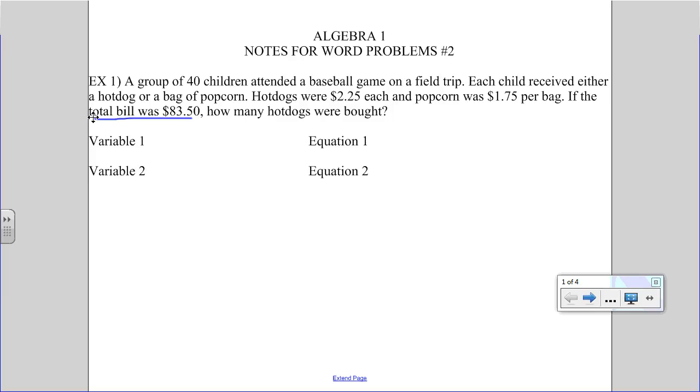So they're asking me to find hot dogs. I can see that from the very last sentence. So H would equal, am I looking for the cost of hot dogs, meaning it's okay to have a decimal, or am I looking for the number of hot dogs? The number. So can I have any decimals here? No.